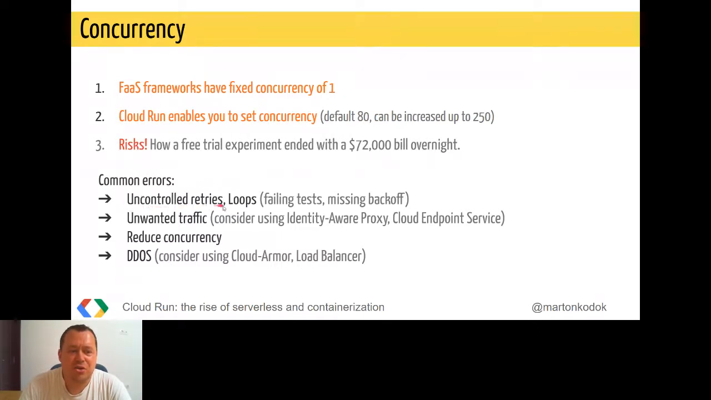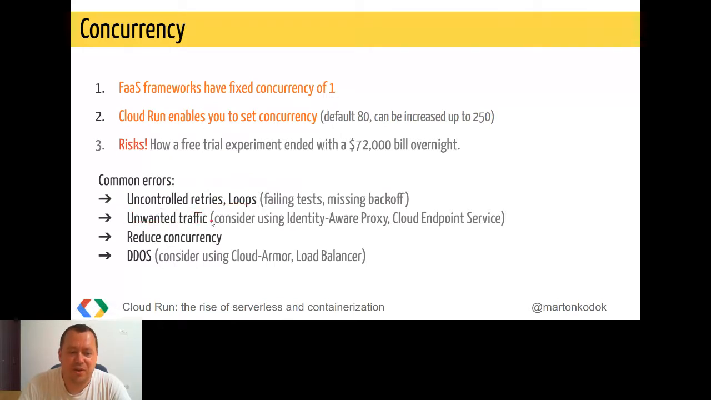For example, uncontrolled retries induce endless loops. This could be based on failing tests and retrying the test. Or there is a missing backoff: it immediately retries, when it should wait and use an exponential backoff to retry. This is something I've seen people do, for example, in CI/CD pipelines, when they configure the retry per each build.